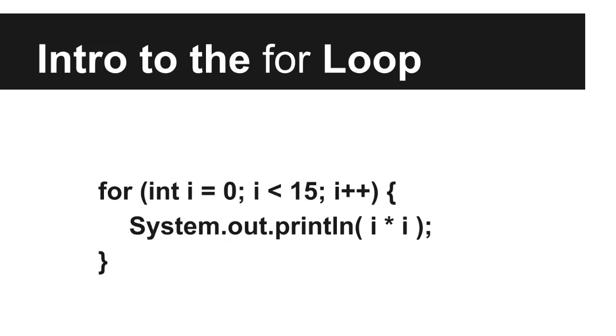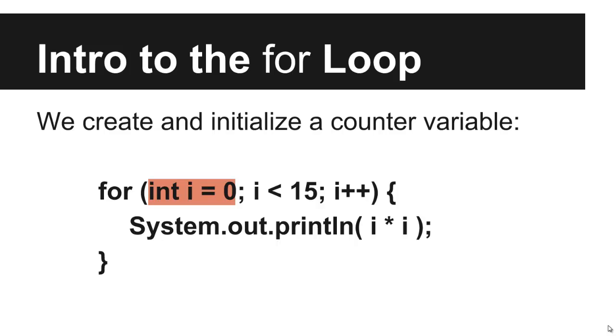Here's what a for loop looks like. You've got the for keyword, a whole bunch of stuff in some parentheses, and then a loop body. And we'll go through the stuff in parentheses iteration by iteration here in just a second. The first thing that we have is we create and initialize a counter variable. So this first space, as demarcated by this semicolon and that semicolon, happens as soon as we enter the for loop. We create and initialize a variable.